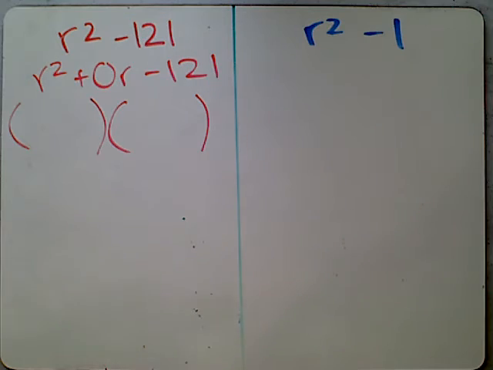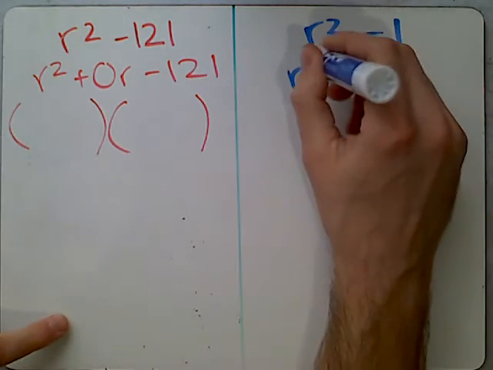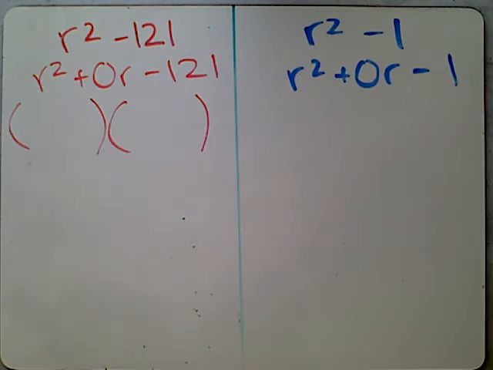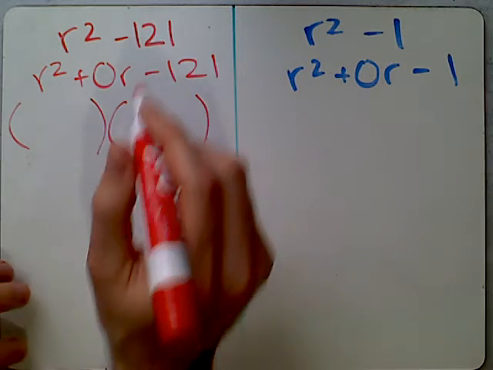I'm actually going to rewrite the next one as well as r squared plus 0r minus 1. That'll help us with that one when we get there. Now focusing on this one here, we're looking for factors of negative 121 that add up to 0. You may realize what they are already, but we want to list them anyways.